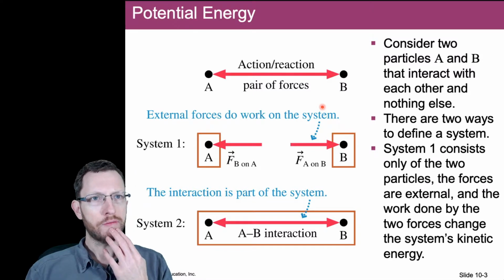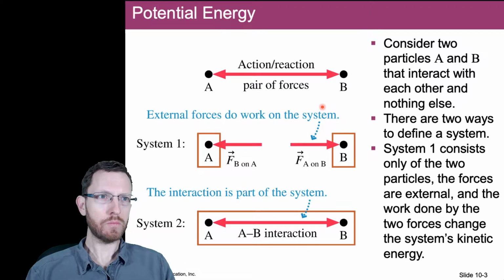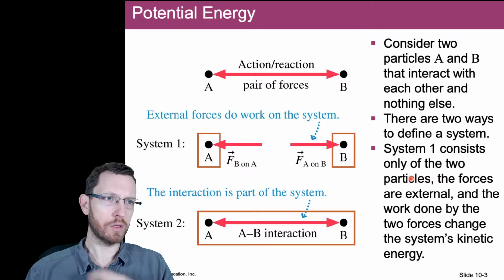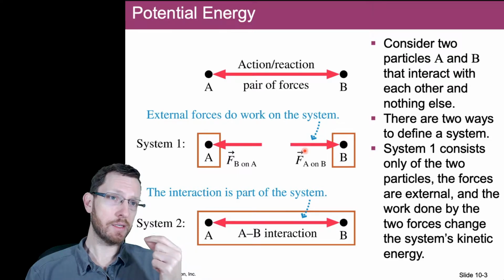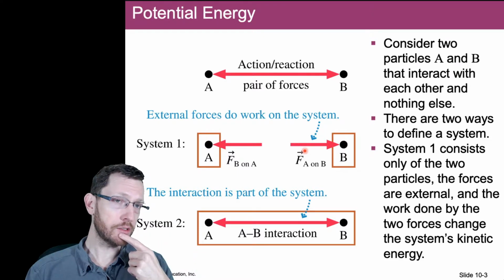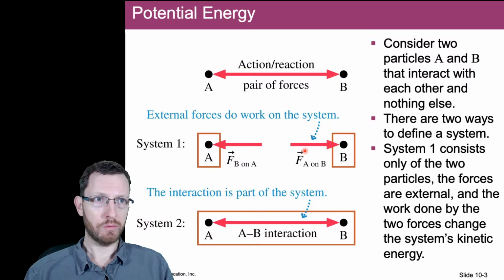There are two ways we could define a system then to think about the work that these forces do. We could define system 1 that consists of only the two particles, A and B, and in this case you can see that the work done in this system is coming from the environment and it's external to the system. What we would see in that case then is that force could change the kinetic energy of the system, and the total energy of the system could vary as these external forces act on the system.